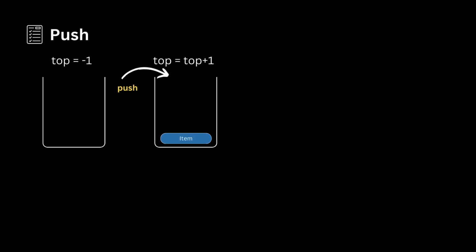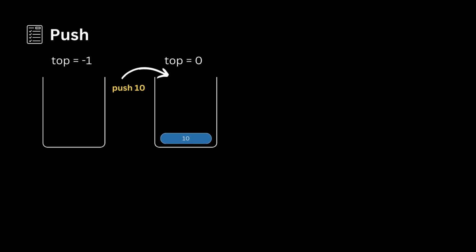When the new element is pushed in a stack, first the value of the top gets incremented. That is, top is equal to top plus 1. So the top -1 becomes the top is equal to 0, and the element will be placed at the new position of the top. First, we will add element 10 to the stack and the top will be incremented from -1 to 0. The elements will be inserted until we reach the maximum size of the stack.